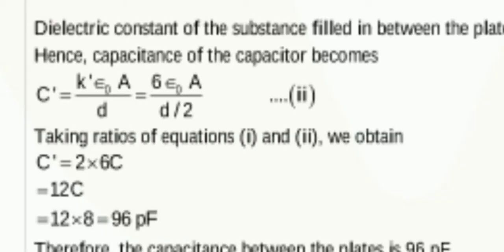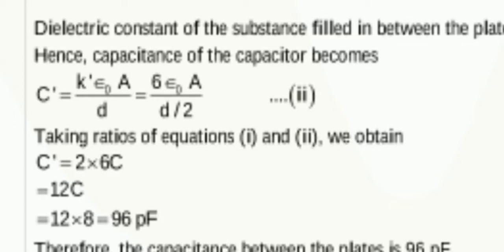What is the formula for capacitance? C equals K into epsilon 0 A by D, where K is the dielectric constant. In the first case, it is air in between the plates, so K equals 1. Let us call that equation number 1. Now, in the second case, the space in between the plates is filled by a dielectric, and the dielectric constant is given as 6. So the formula changes as C dash is equal to K dash into epsilon 0 A by D. What is K dash? The new dielectric constant, which is given as 6.